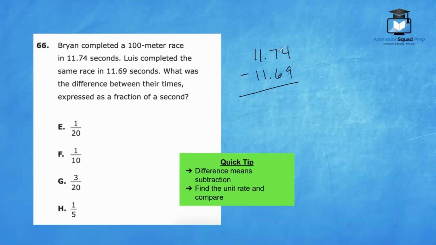We can't do 4 minus 9, so we will borrow. 7 will become a 6. Now we have 14 minus 9 is 5, 6 minus 6 is 0, and 11 minus 11 is 0. So this is technically 5/100ths. But in simplest form, we have 1/20. So the correct answer is E.